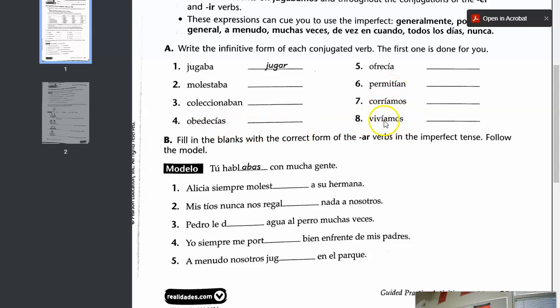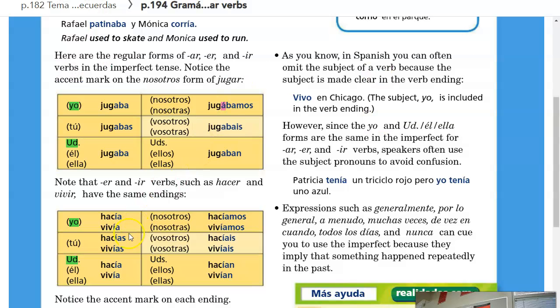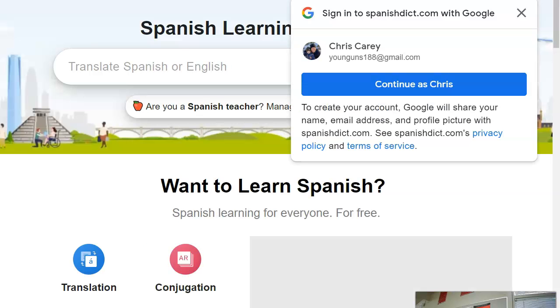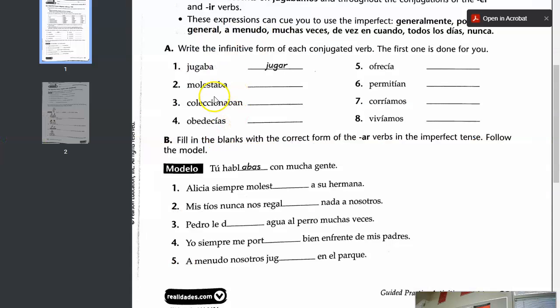And for these ones, well, how do I know? How do I know if it's an ER verb or an IR verb? Because as we looked at, whether it's ER or IR, they share the same endings. Well, you want to go to a Spanish dictionary, right? And if you're not quite sure, you can't tell based on the stem, well, you can put it in WordReference or a Spanish dictionary and it'll tell you whether it's an ER or IR verb. So let's do the first 4 together, yeah?